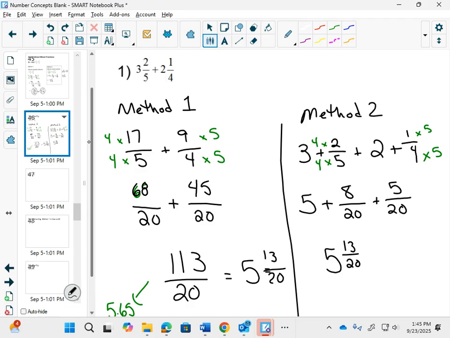Do you see that technically method 2, you wouldn't need a calculator? Like method 1, the 4 times 17, I understand that we might want a calculator for that. But method 2, you wouldn't need a calculator.